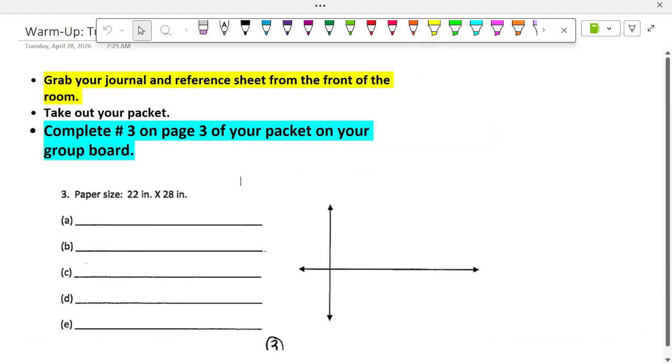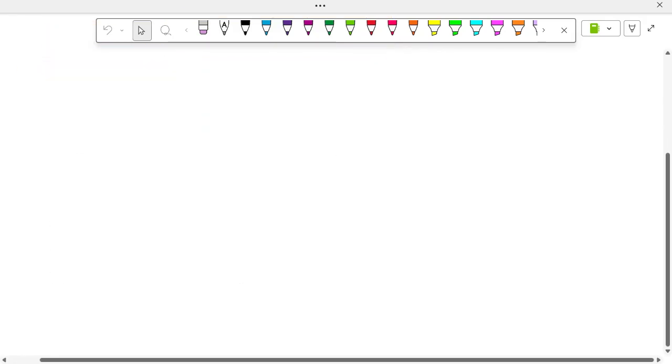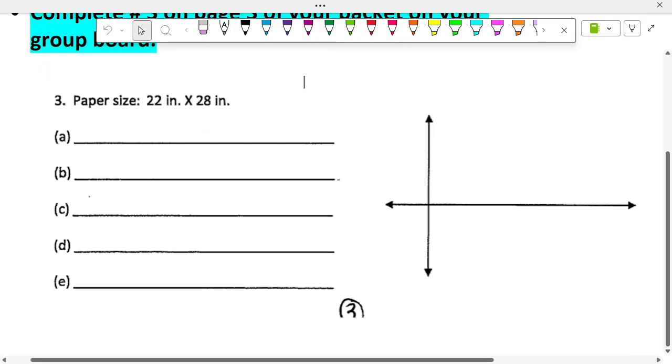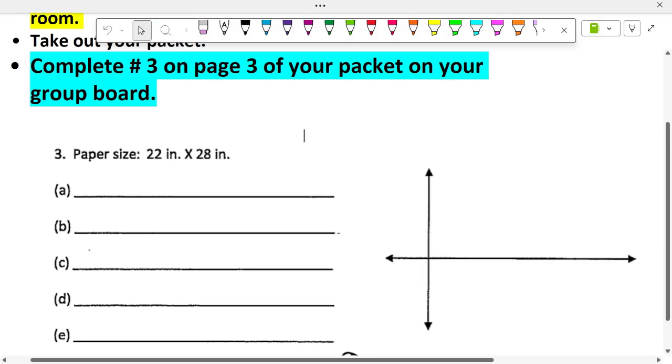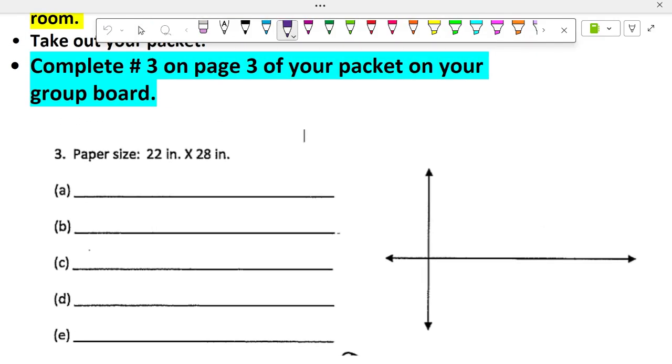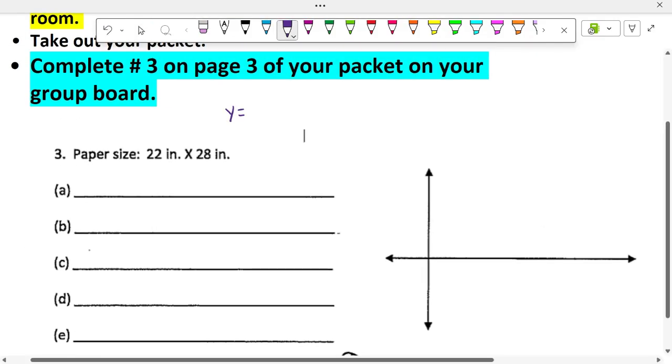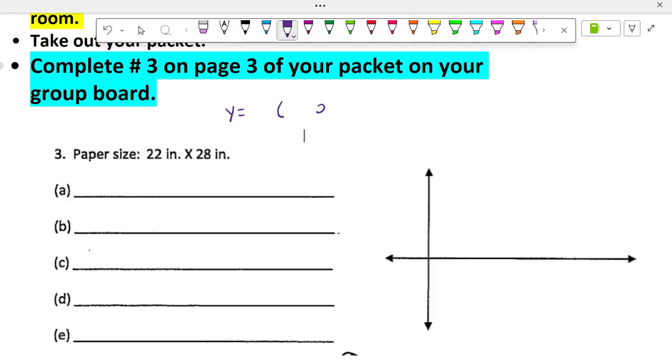So, this warm up came from that last problem on page 3 that we didn't do yesterday. So, first off, who remembers what the general formula for an open box is? It's y equals what? So, it's something 2x.